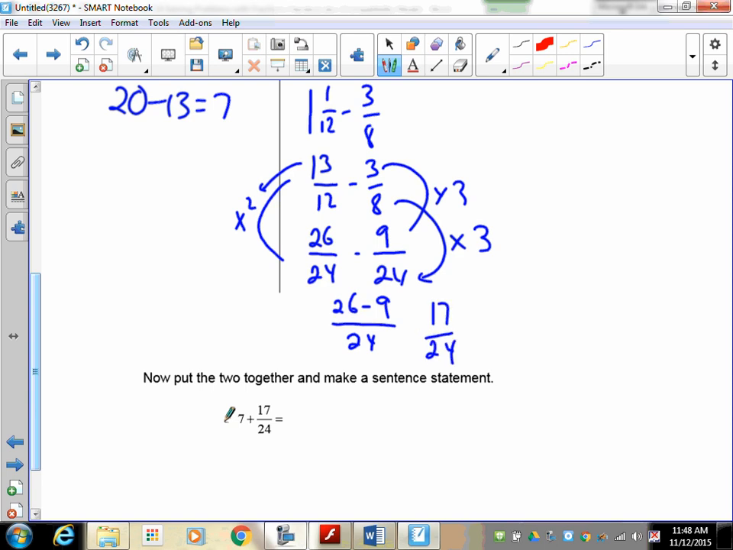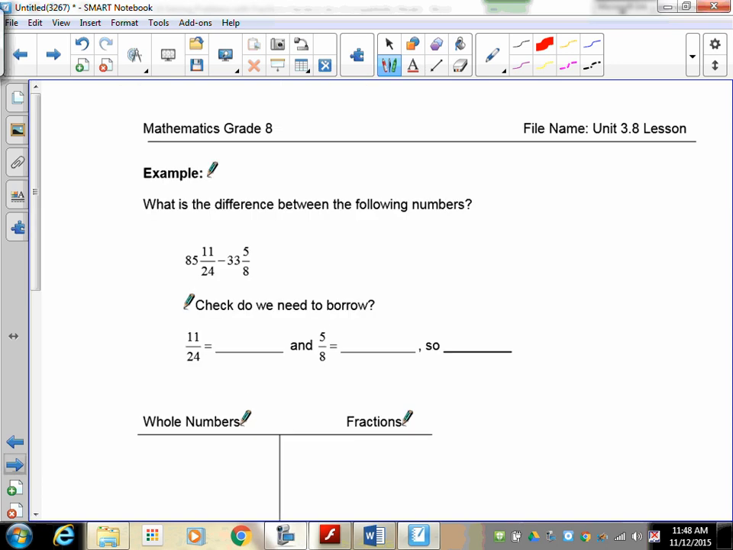Now, put the two pieces together. Take the 7 and the 17 24ths, you get 7 and 17 24ths is your answer. Okay, this, you may have noticed, is a pain. There is another way to do it, and that means I have to adjust my notes a little bit. This is a method that you can use that'll help you if you want to take out the whole decision of whether you should borrow or not.